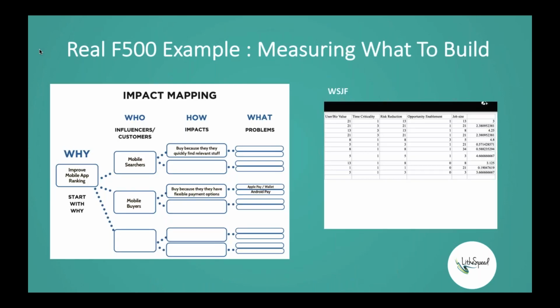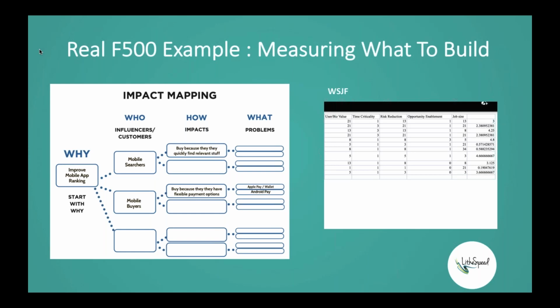So we can do some impact mapping around this. And the problem over on the left is, we want to improve our mobile ranking. There are some influencers related to that, people who are purchasing on the mobile app, people who are searching on the mobile app. And we can go through the impact mapping assessment. Like I said, that's out of the scope of our discussion today. We have got another webinar on this, and there's a lot of information out there on this topic of impact mapping. But once you go through the impact mapping, you get to the far right, and there are some specific problems that we could address immediately.